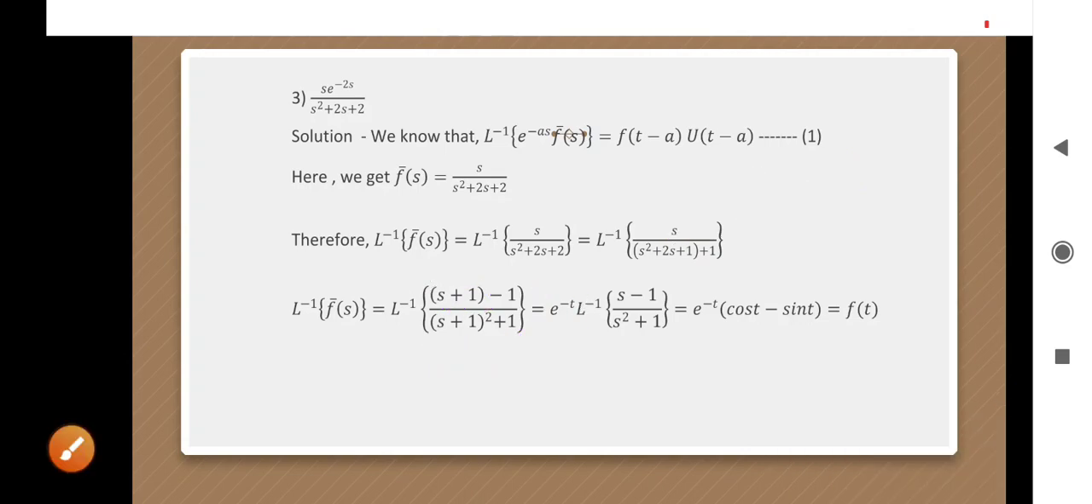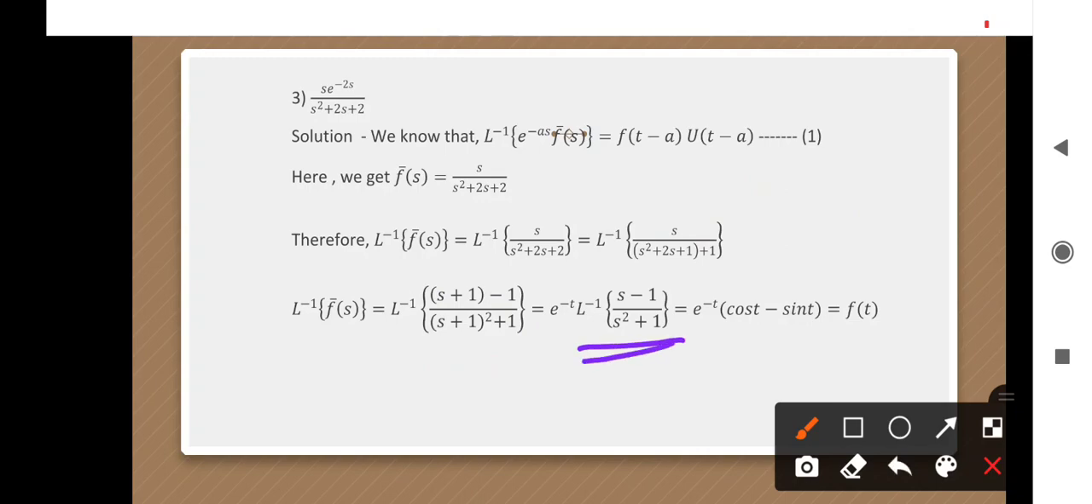Now applying the linearity property for this term, you can write L inverse of s upon s square plus 1 minus L inverse of 1 upon s square plus 1. As you know that L inverse of s upon s square plus 1 is cos t and L inverse of 1 upon s square plus 1 is sin t. So you get here f of t as e raised to minus t into cos t minus sin t.